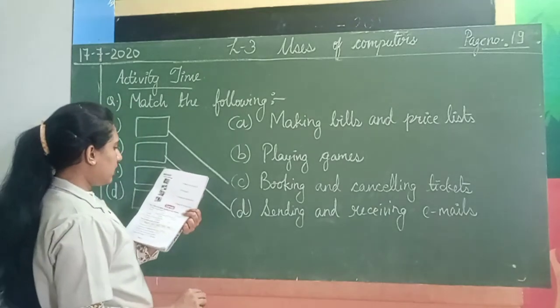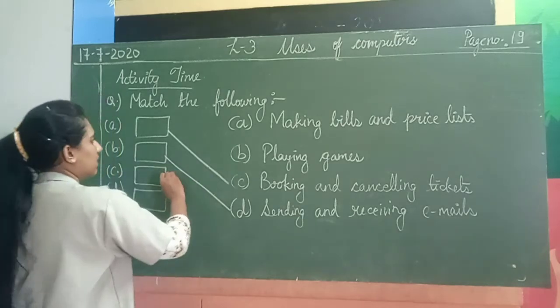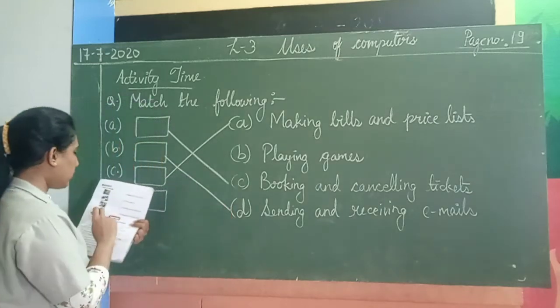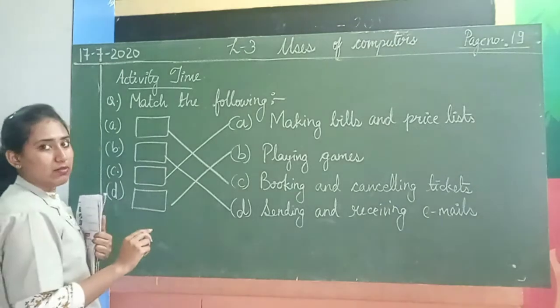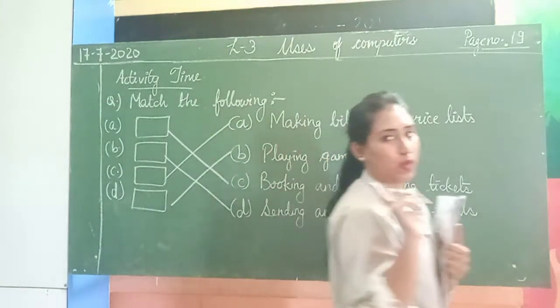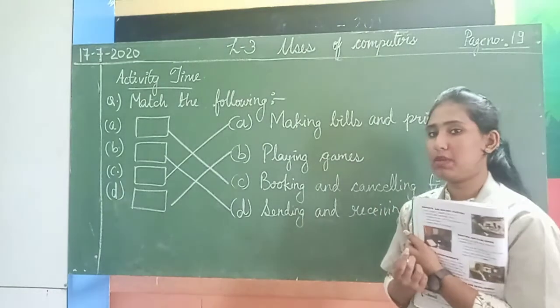Then the third one, making bills and price list. Okay, the third one is making bills and price list. And the fourth one, a child is playing games. So we'll match it with option B. Is that clear, everyone? You have to match it the same way. Okay? Do it with your pencil, everyone. I'm giving you 1 minute.